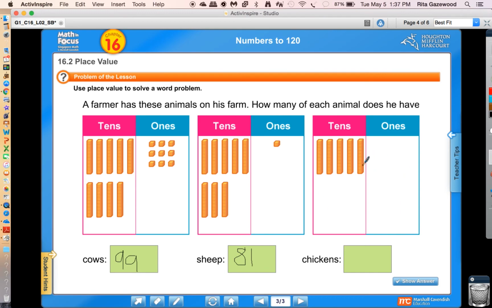And the last one, how many chickens does he have? Let's count. 10, 20, 30, 40, 50. Did you come up with 50? If we did it correctly, we should have 5 tens. 1, 2, 3, 4, 5. Yep. And 0 ones. Did we get it? Should we check our math? 99, 81, 50. Looks like we did everything just right.